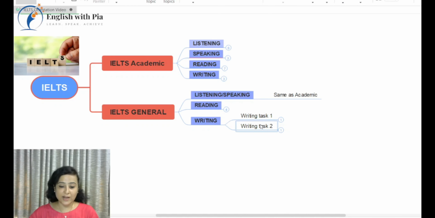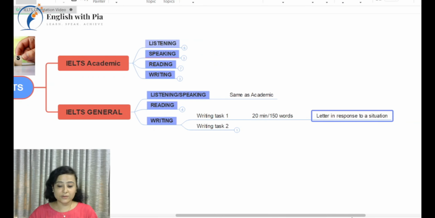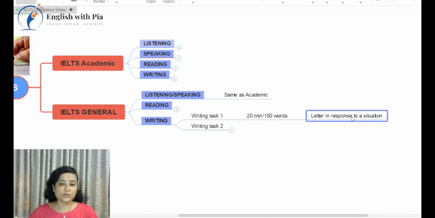Now, writing in IELTS general, if you look at writing task 1, again, the suggested time is 20 minutes, and you will have to write 150 words for the same. But here in IELTS general, you have to write a letter in response to a situation. So in IELTS academic, you have to do report writing, whereas in IELTS general, you will have to write a letter. Okay, and the letter could be formal, informal, or semi-formal depending upon the situation.